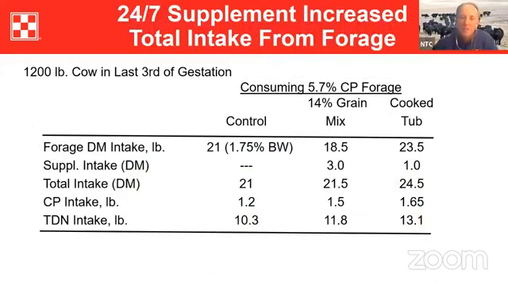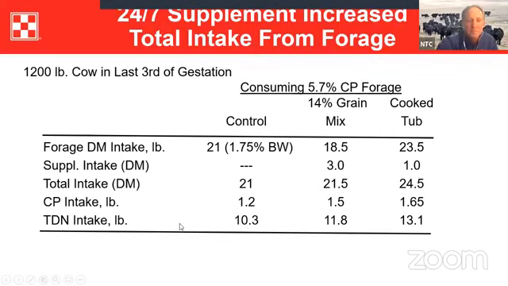All right, so here's one that's real world to you in Northwest Arkansas, Eastern Oklahoma, Southwest Missouri, whatever part of the world you're in. So you've probably been around a cooked tub, like a Rangeland 3013 type tub. Okay, so here's the real world for you, what that means. A cow consuming 5.7% crude protein forage, if that's all she got, could eat 21 pounds and she got 10.3 pounds of TDN.